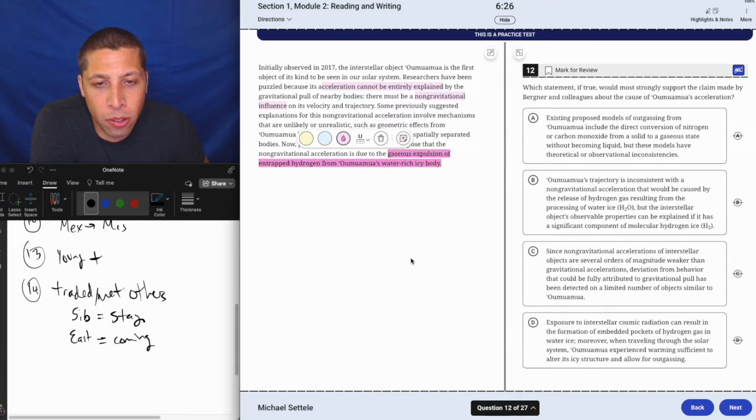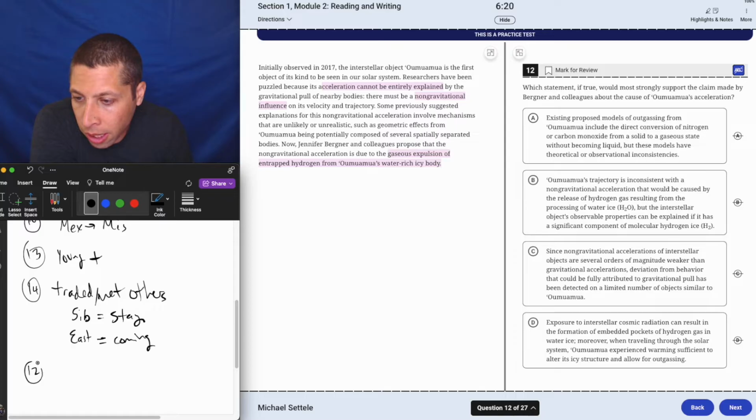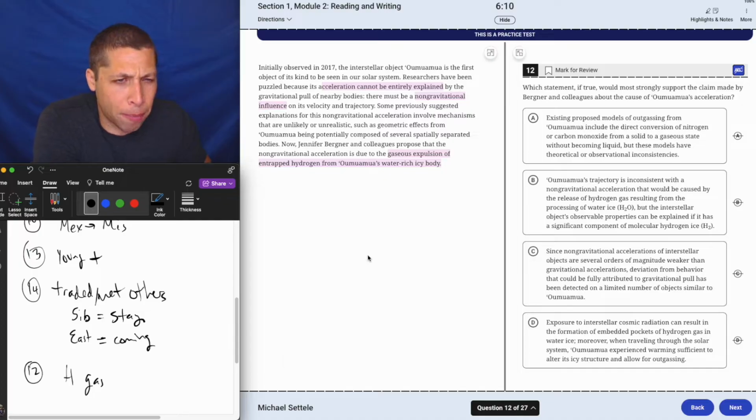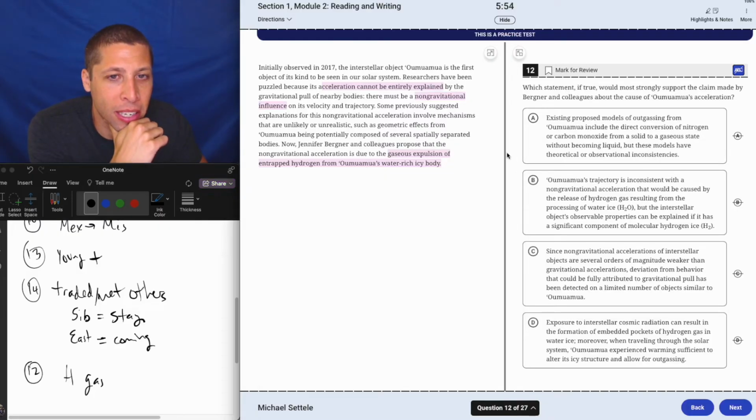Okay, so strongly support the claim. So the claim for 12 is hydrogen expulsion, hydrogen gas. I don't know, something like that. Okay. Whew, these are long choices. Existing proposed models of outgassing from this thing include the direct conversion of nitrogen or carbon monoxide from a solid to a gaseous state without becoming liquid. But these models have theoretical or observational inconsistencies. That seems to be saying something is wrong. That doesn't sound like it supports anything. So I don't know what this even means.